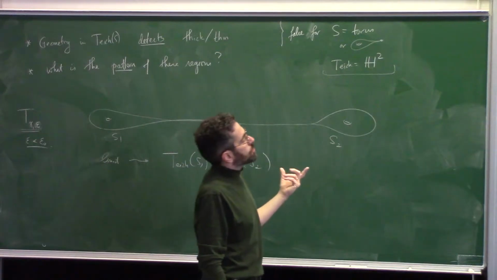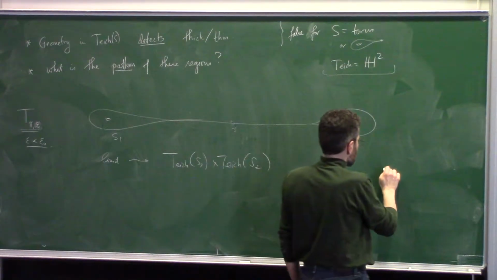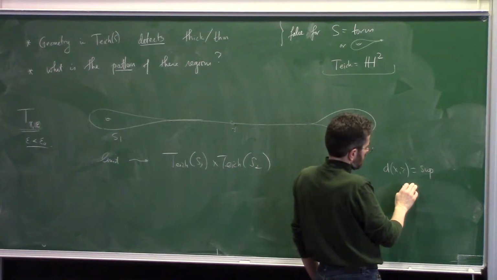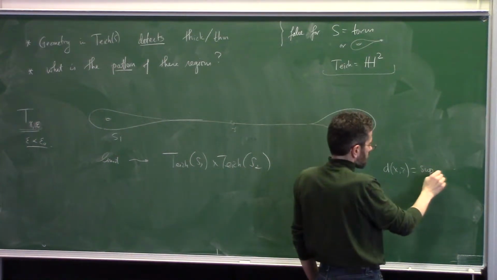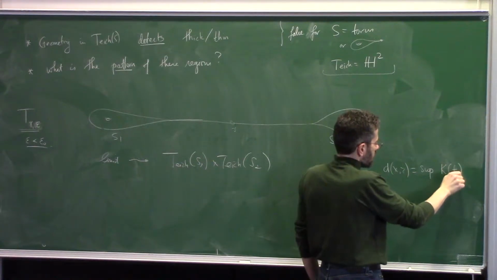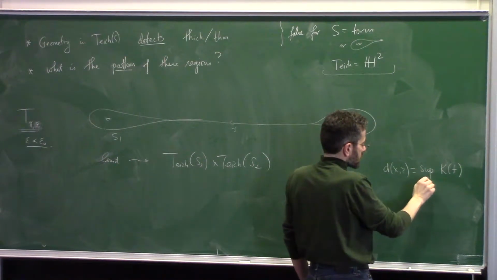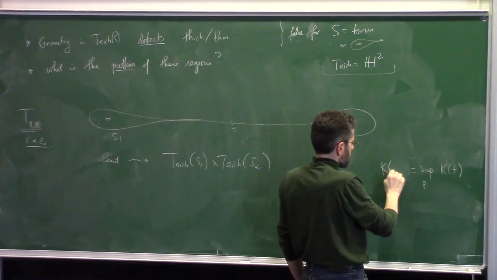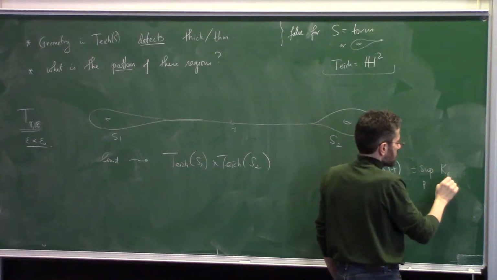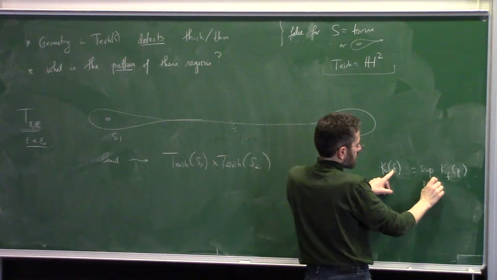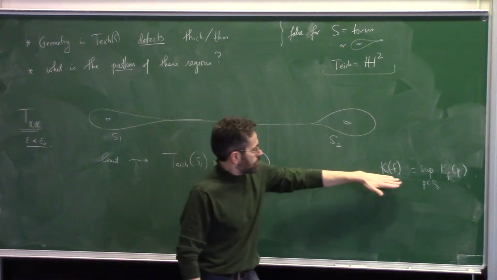remember, was defined as the supremum of something, right? So remember that the distance from x to y was a supremum. Well, let me be clear. If you take the supremum over the points in the surface, let's write K of f. K of f is the supremum of K_f of p over p in the surface, right? That was how we defined it.